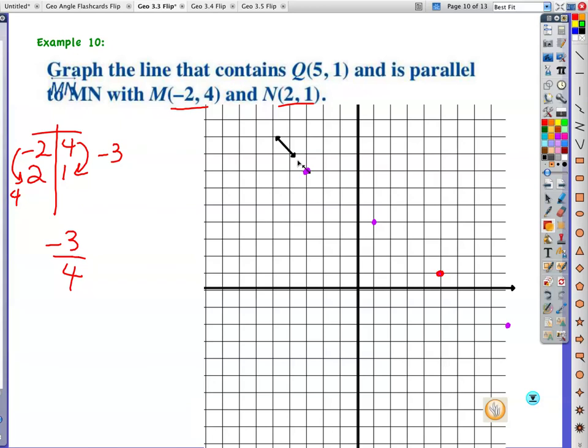And then make my line. Once again, I've got to make better lines. Start right here. Okay, that works a lot better.